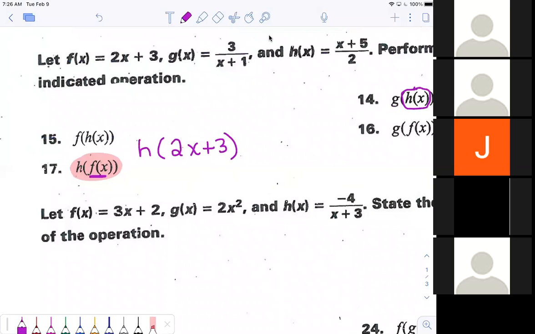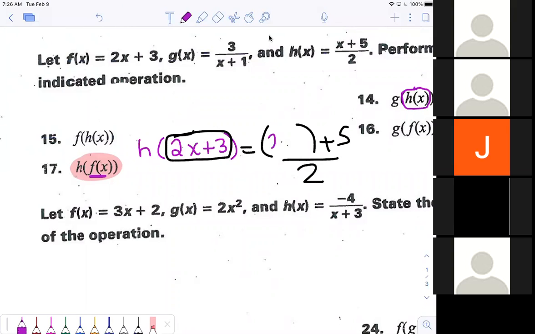Jaden, what would you do to try and form the composition function? We have h of 2x plus 3. You would take 2x plus 3 in parentheses plus 5 divided by 2. Nice, yeah. So she said we're going to take this part here, place it in parentheses. So we have an x plus 5 divided by 2. And that x is the 2x plus 3. Nice job, Jaden. If you keep it in parentheses, like where the x is, you can literally see how it's replacing x in the equation.